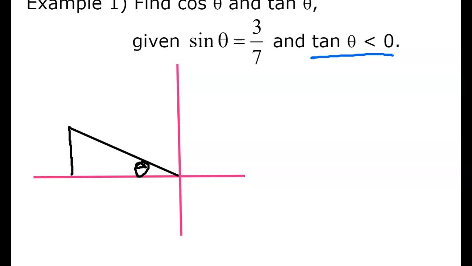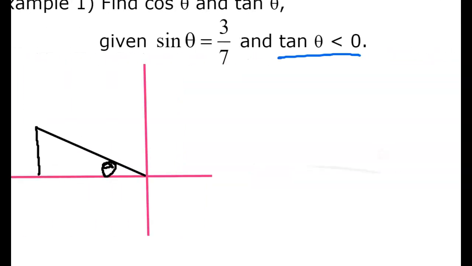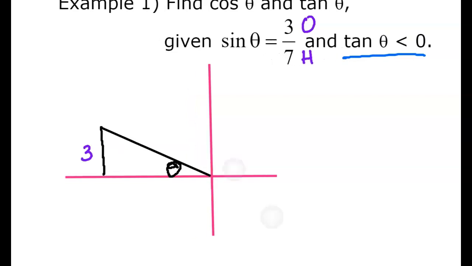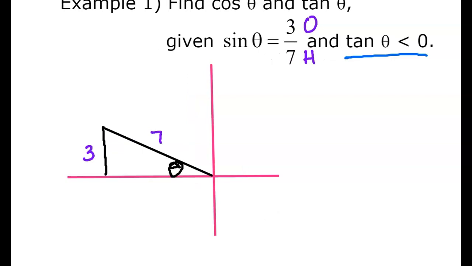Yes, 3 is my what? 3 is my opposite side across from theta. What else? 7 is the hypotenuse. Yes. So can I immediately find cosine and tangent here? Not immediately because I don't have the side. So what do I have to do?